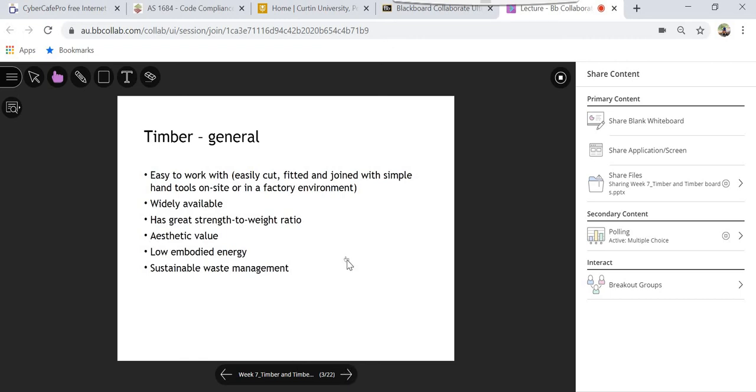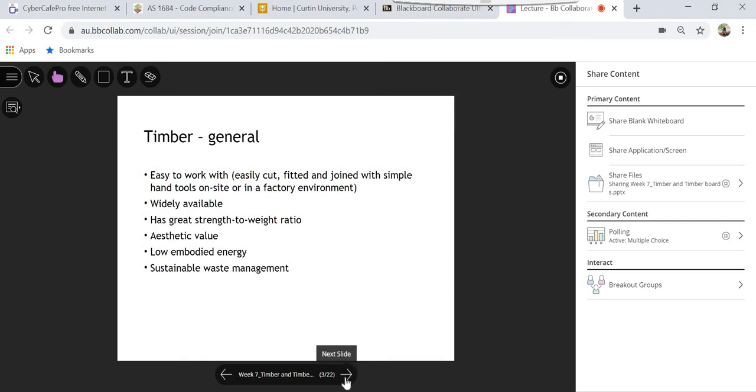If we consider steel, steel is a good material for high-rise construction also because it has a very high strength to weight ratio. But when you consider the embodied energy, steel has a very high embodied energy. So in terms of environmental sustainability, it is not a good thing.